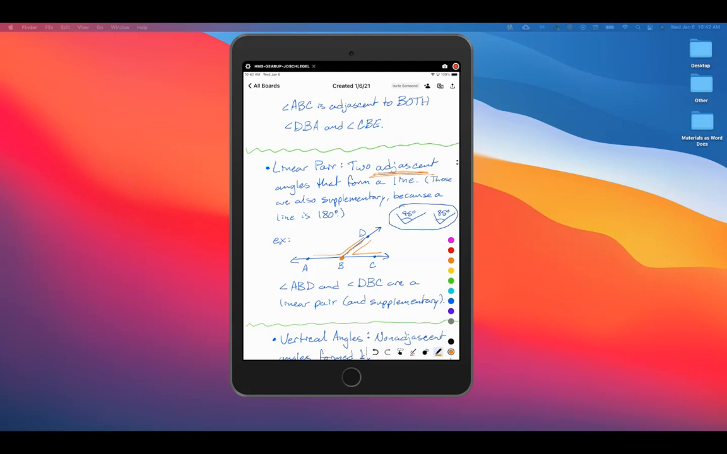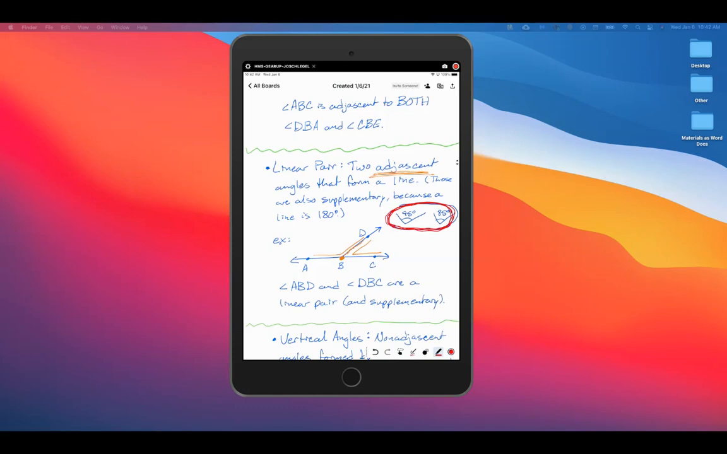One more time, just for clarity purposes, circling in red, these two angles are supplementary. They make 180 degrees, but they are not a linear pair because they do not share a side and a vertex. They are not adjacent. They do not make a straight line visually.